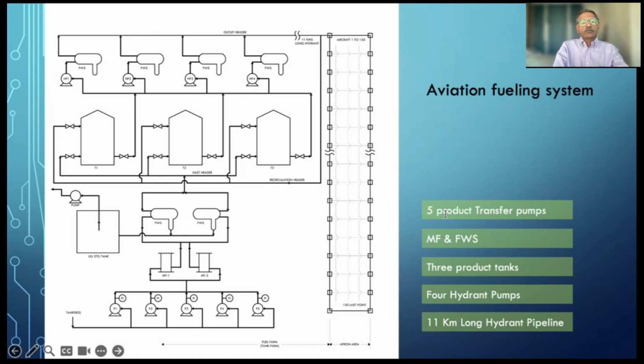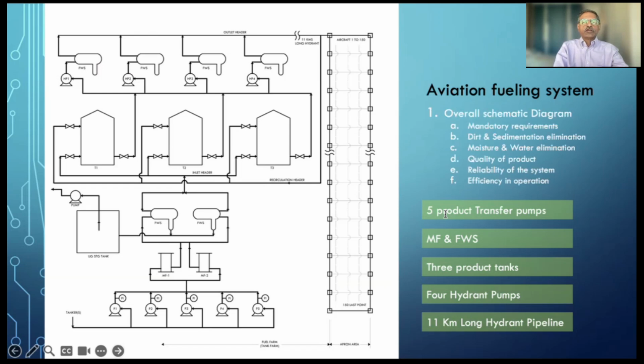So there might be five flights which are fueling, there might be 10, there might be 20, 30, 40, multiple flights, or there may not be any flight which is actually fueling. So those different situations will come, and the instrumentation requirement comes up because of this variation or the dynamic condition of the flights. So what are the main mandatory requirements?